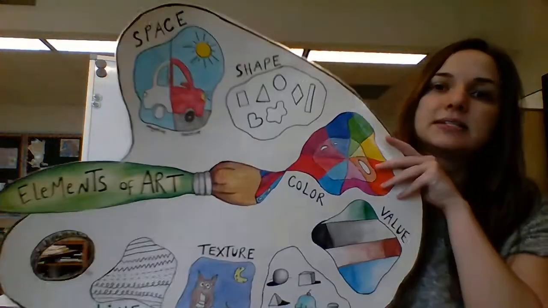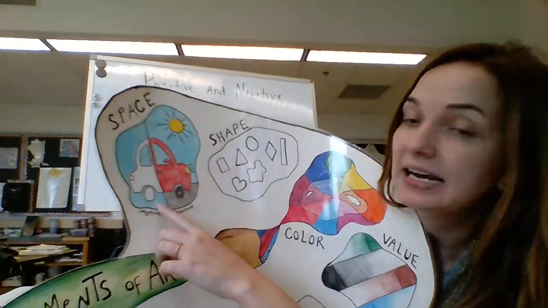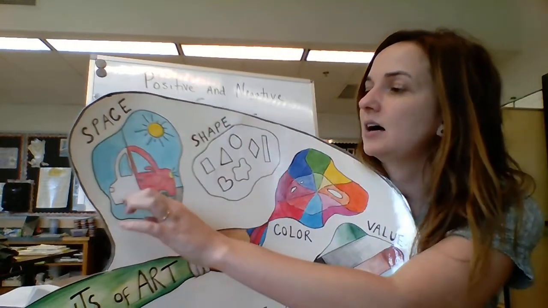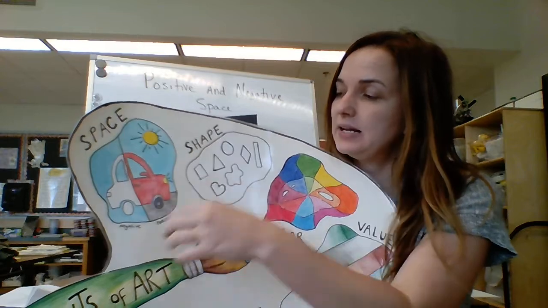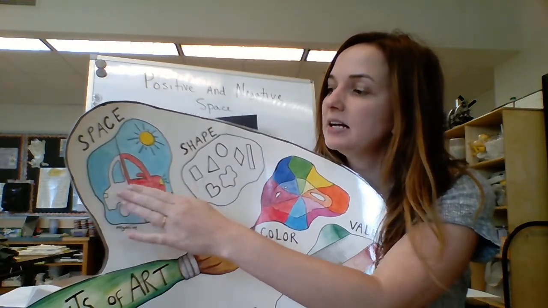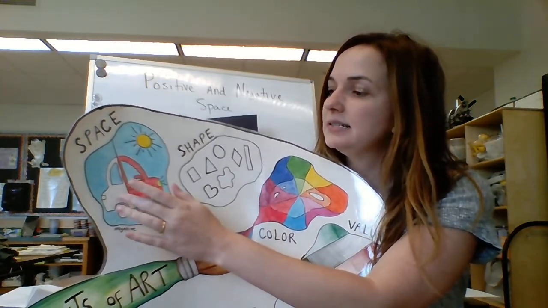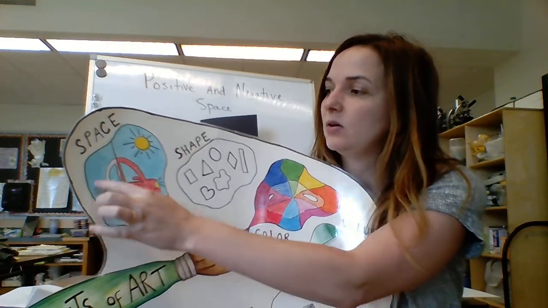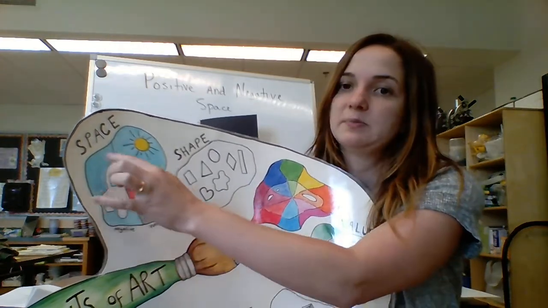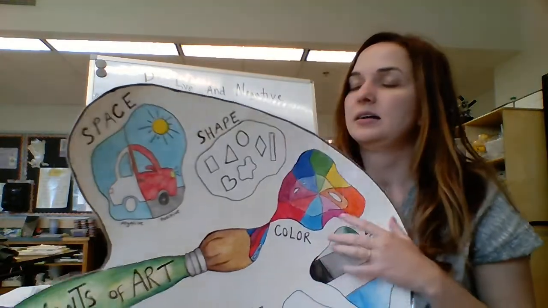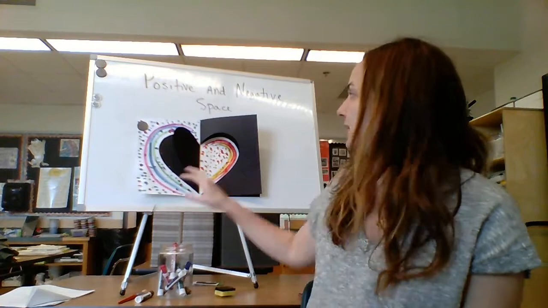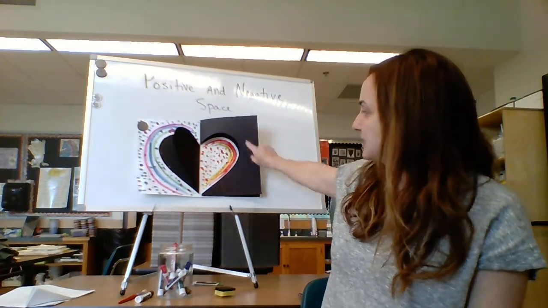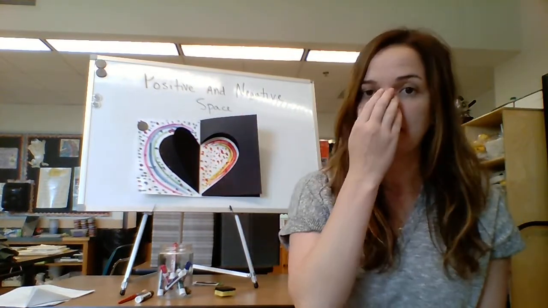So check this out. On this palette, on the negative space side, this car right here is the focus. We can tell it's the focus because, even though it's not colored in, it's still the positive space, because the negative space is all of the space around it. So that is positive and negative space. The focus object in the artwork is the positive space, and the negative space is what's around it. Okay, so that's positive and negative space.